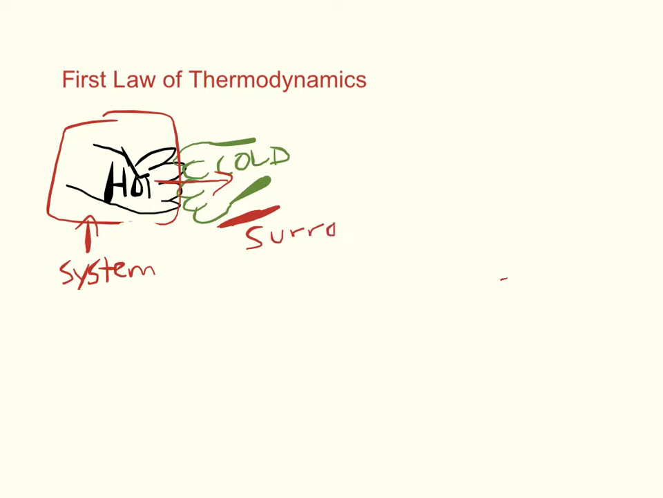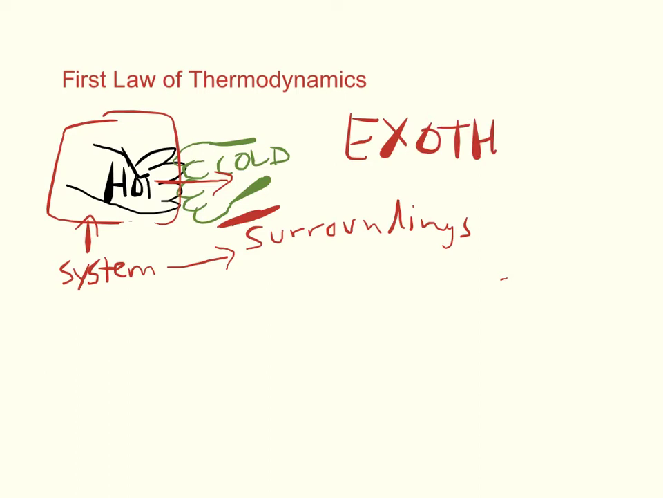Okay? And we want to know, how did heat flow? Well, it flowed from the system, the hot hand, to the surroundings. Okay? Since the hand lost heat, we can call this an exothermic reaction. The system lost heat to the surroundings.